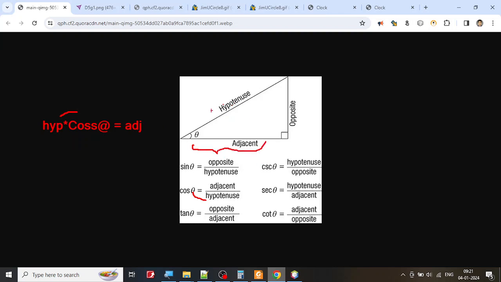Okay. Now, what is hypotenuse? I have already told you. In a circle, hypotenuse is the radius. So if I go back over here and represent it like this, this is the radius of the circle. So if I say the radius of the circle into cos theta, assuming that this is theta, you are going to get the adjacent. What is this adjacent? Adjacent is this distance. What is this distance?